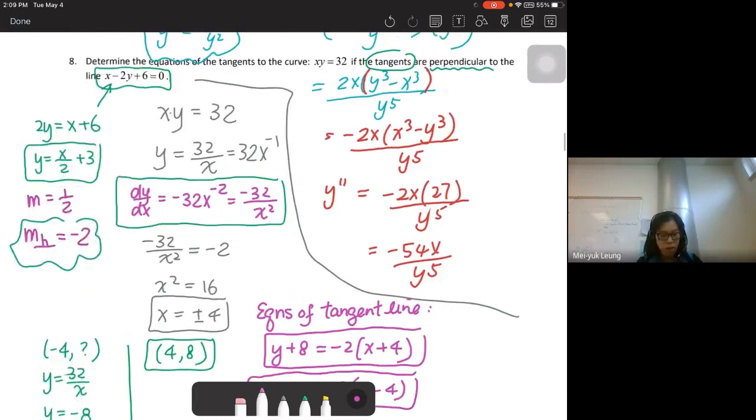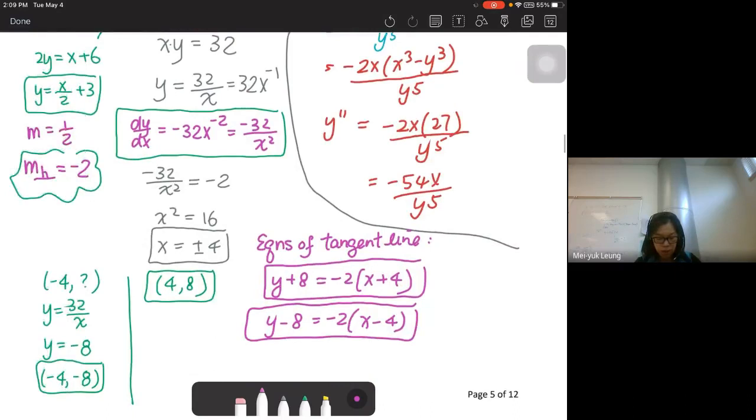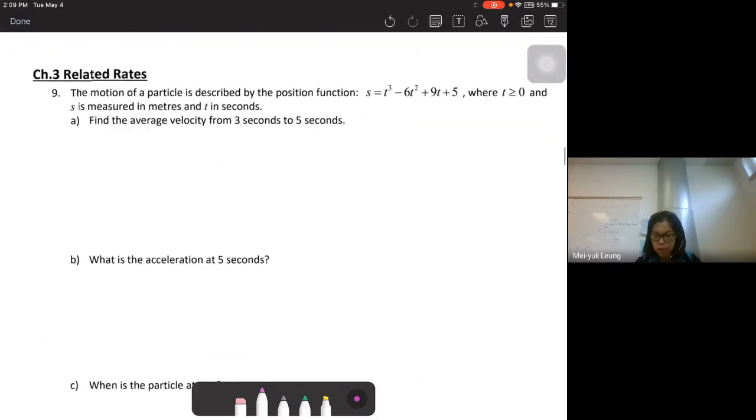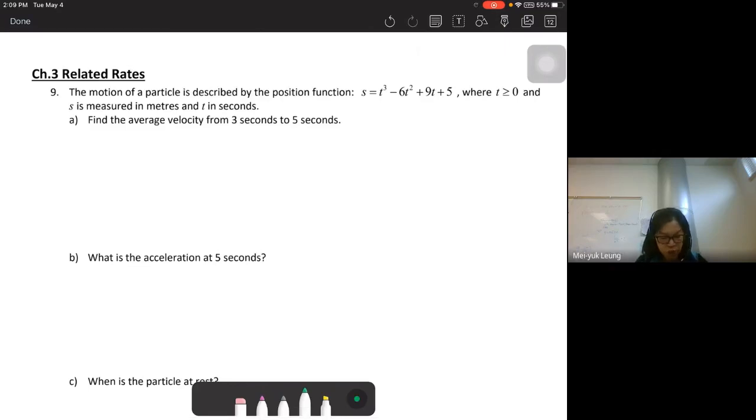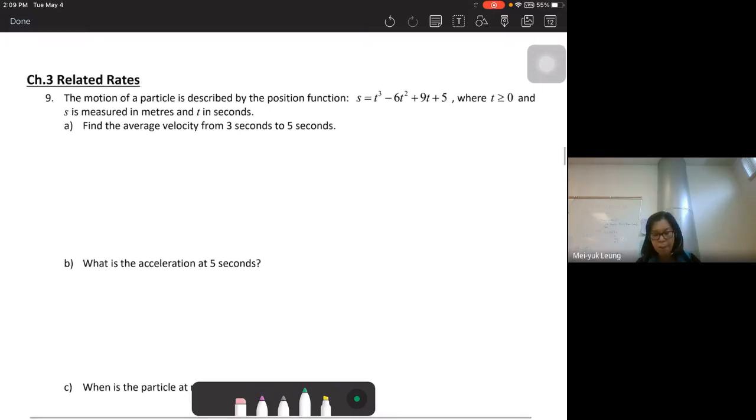So we are on question number 8, okay? All right, so chapter 3 is about the related rates problem. Okay, let's start with something straightforward first. So this is the particle motion problem. The motion of a particle is described by this position function. This position function is just a cubic polynomial function where t is greater than or equal to 0, s is measured in meters, and t in seconds.